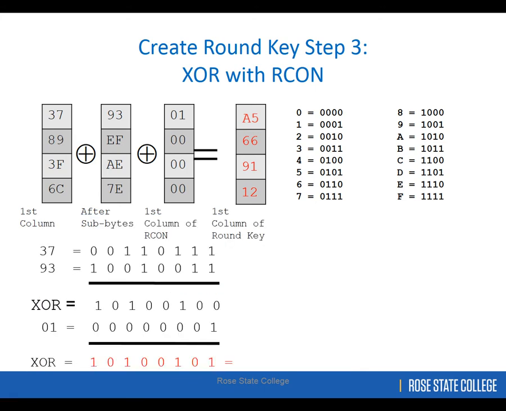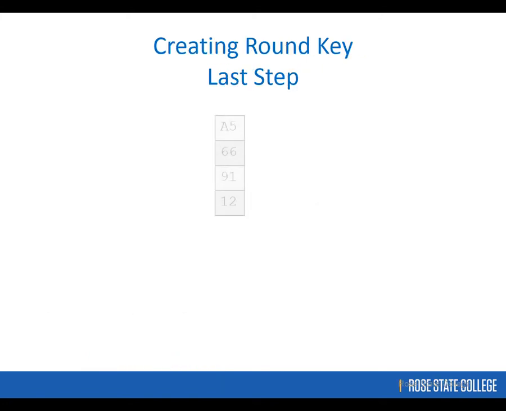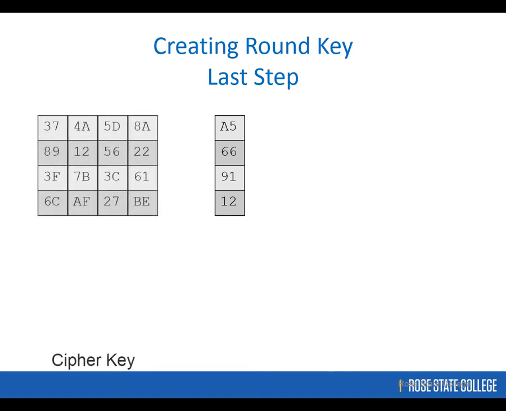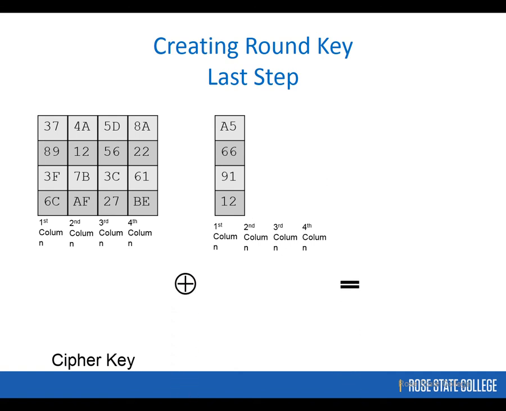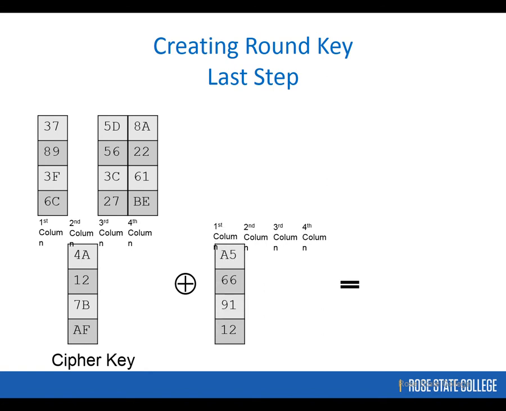Okay, so everybody okay on that? So what that does, now that we have this, we just made this number. All that work was to get the first column of the round key. So how are we going to get the second column? Well, let me show you. We're going to take column number 2, take column number 1, XOR them together, and get that.